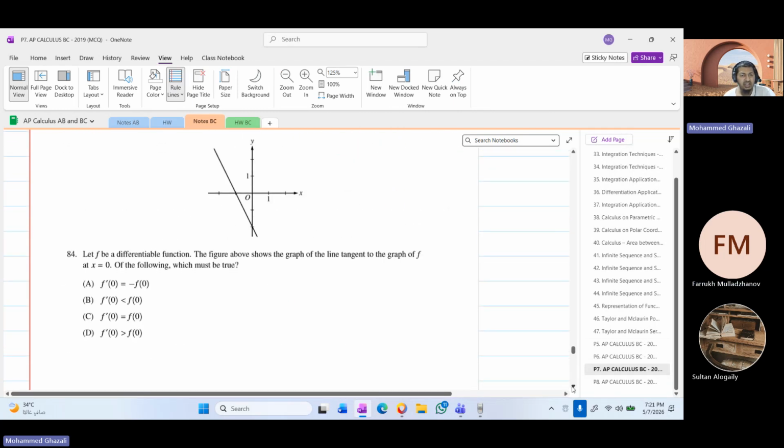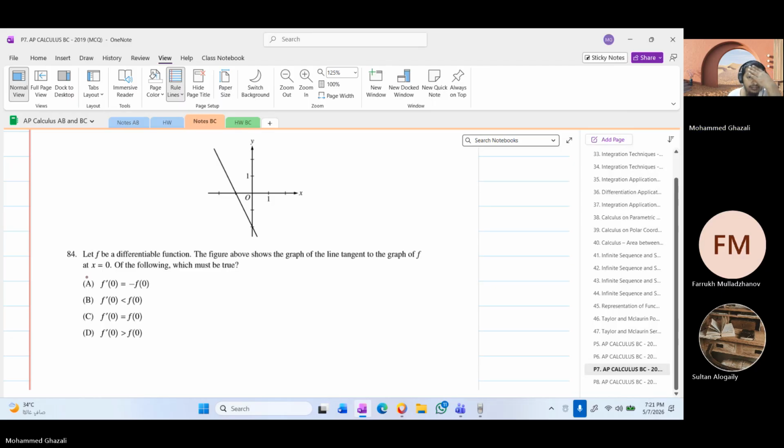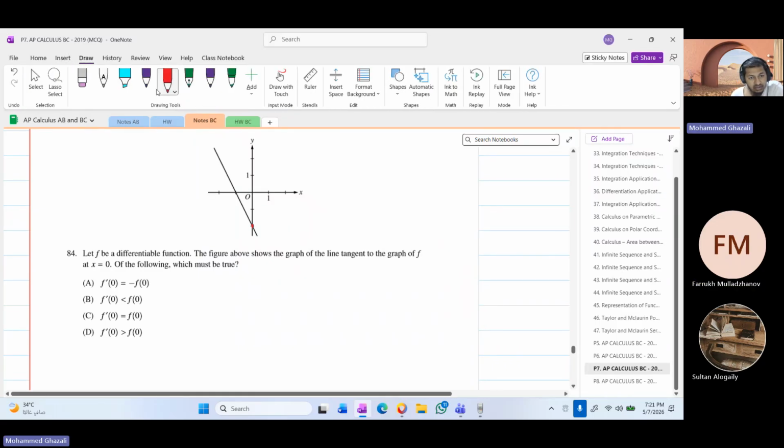Let's look at this one. Let f be a differentiable function. The figure above shows the graph of the line tangent to the graph of f at x equals 0. So at x equals 0, there's another graph which is tangent to this, okay? Make sense? All right, so now we need to check what happens at the tangent point.